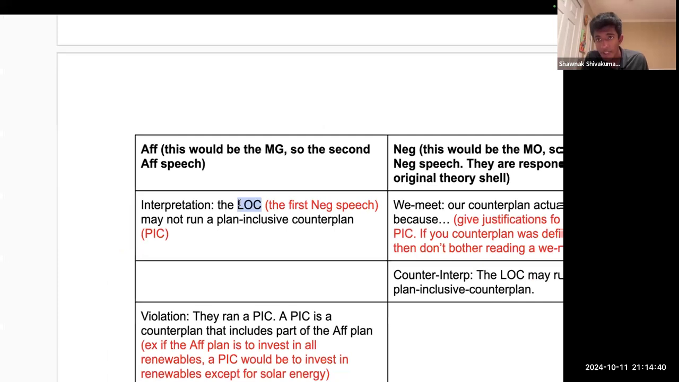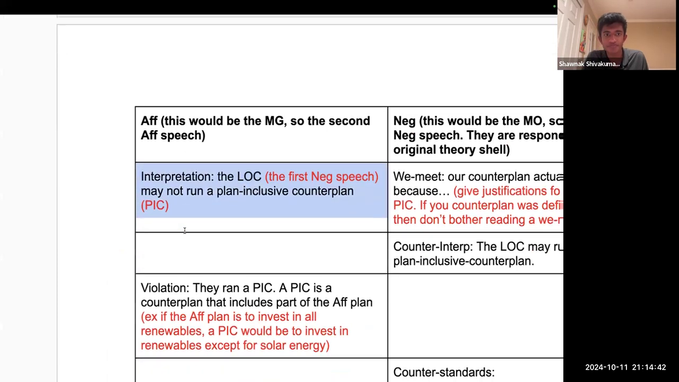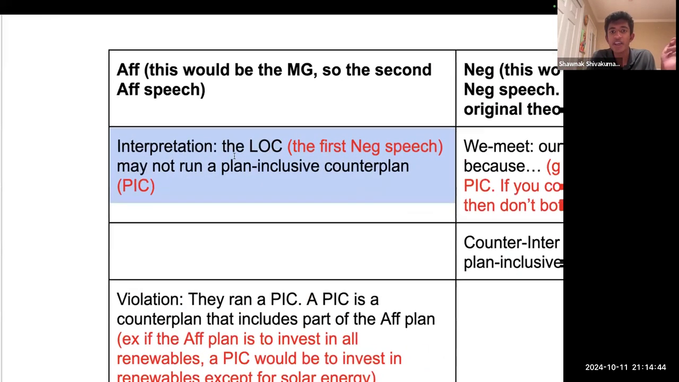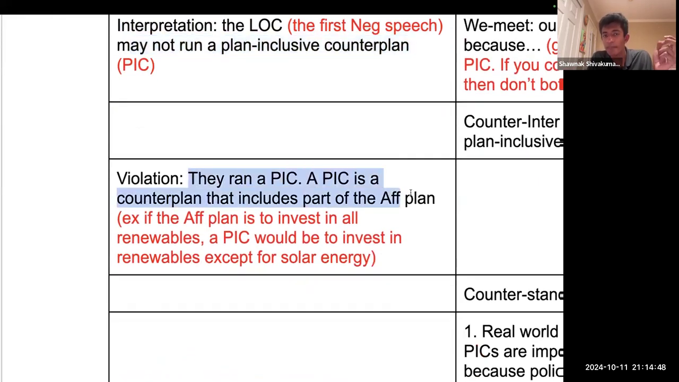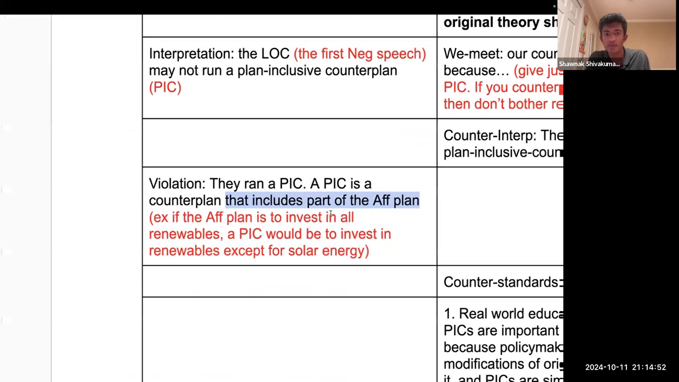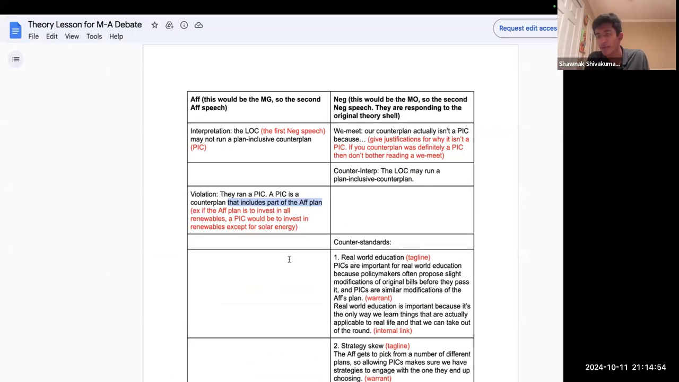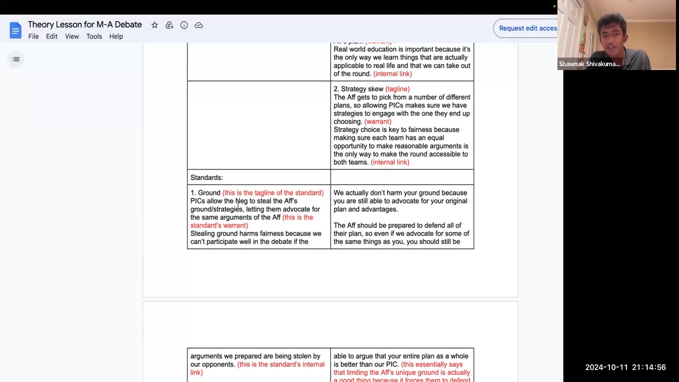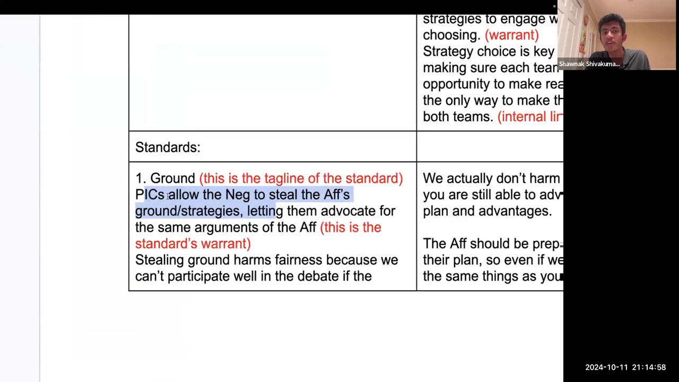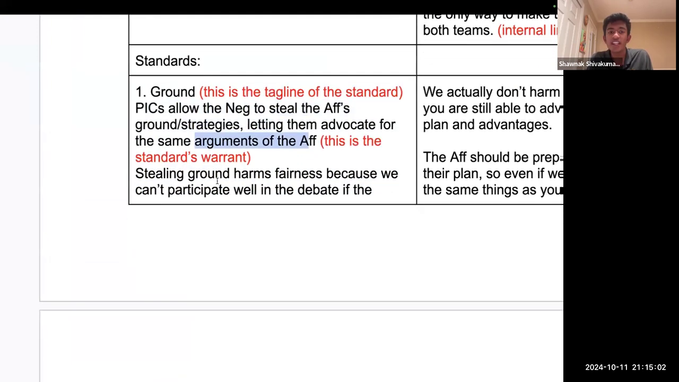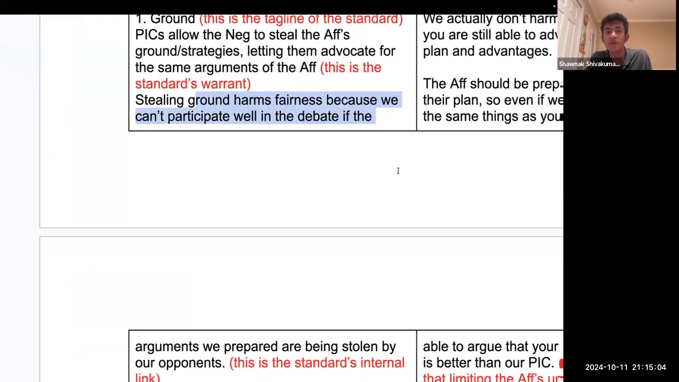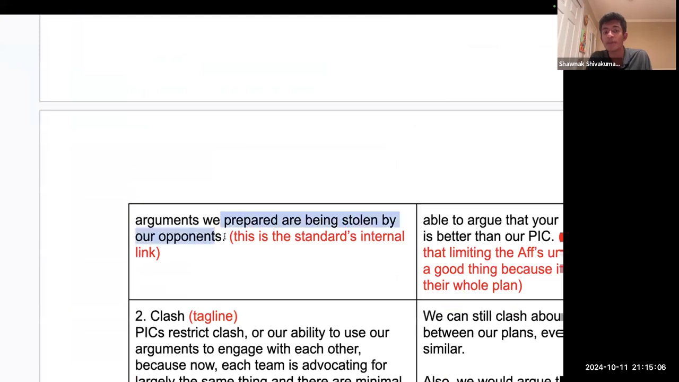Then in the next speech, in the MG, this is where you run the theory shell. You say, interpretation, the LOC may not run a plan inclusive counterplan. The violation, they ran a pick. A pick is a counterplan that includes part of the AF plan minus something else. Or like the affirmative plan minus something. Standards, 1, ground. Picks allow the neg to steal the AF's ground, letting them advocate for the same arguments. Stealing ground harms fairness because we can't participate well in the debate if our ground is being stolen by our opponents, right?